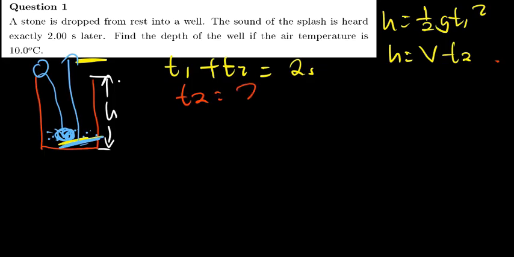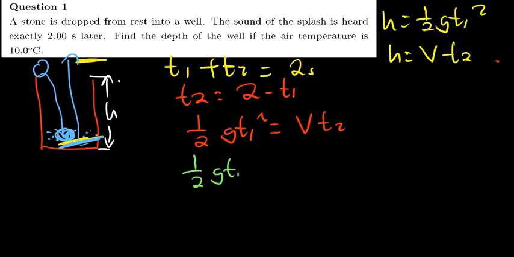T2 will be equal to 2 minus T1. The two h's we are supposed to equate to each other. So half g T1 squared will be equal to v times T2. Where there is T2, let's replace it with 2 minus T1. So half g T1 squared is equal to v, open brackets, 2 minus T1. Now we have T1 on both the left side and the right side.